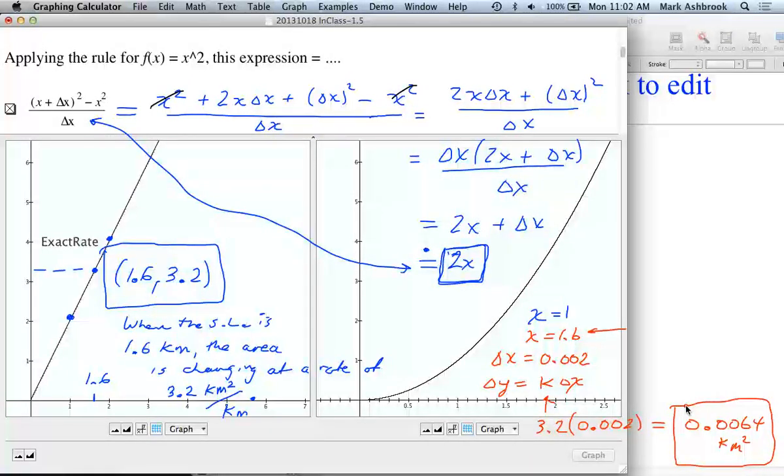Why? Because 3.2 means how many? It's the size of changes in area relative to a change in side length. It's a rate, so it's a relative size. So if our change in side length is this, our change in area will be 3.2 times as great as that. But then as soon as we move to 1.8 for side length, we have a different rate.